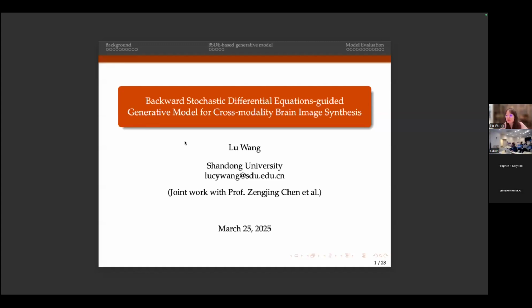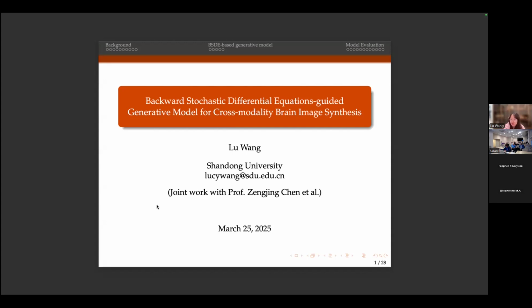So it's my pleasure to present my recent work on a novel generative model guided by backward stochastic differential equations. For convenience, I will refer to this one, the backward stochastic differential equations, as BSDEs throughout this talk. This work is joint work with Professor Zeng Jingchen in Shandong University. If you are interested in this topic, please feel free to reach me via this email.